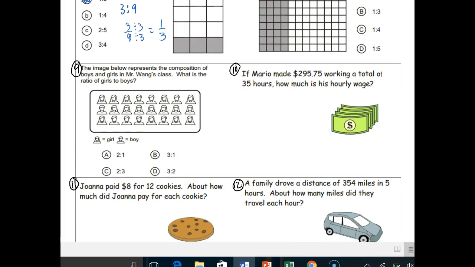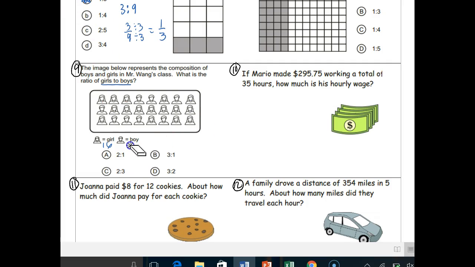Number 9. The image below represents the composition of boys and girls in Mr. Wang's class. What is the ratio of girls to boys? So notice how they first said boys and girls, but they want girls to boys. So we have girls are the ones with the long hair. So we have 1, 2, 3, 4, 5, 6, 7, 8, 9, 10, 11, 12, 13, 14, 15, 16 girls. Whereas we have 1, 2, 3, 4, 5, 6, 7 boys.